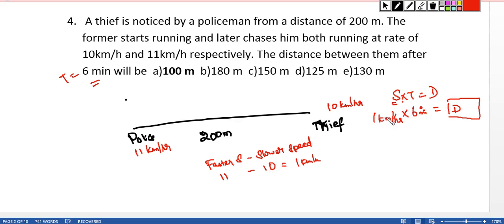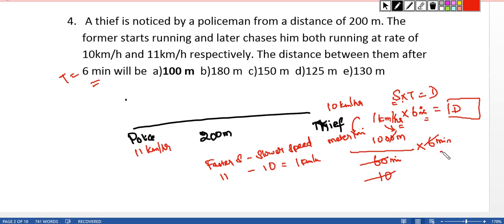If you note the units here, the speed is in kilometers per hour, and the time is in minutes. So we have to convert this into meters per minute. How do we do that? 1 kilometer is 1000 meters. 1 hour is equal to what? 60 minutes. So this is in meters per minute now, right? And we already have the time in minutes. So the distance covered would be 100 meters.